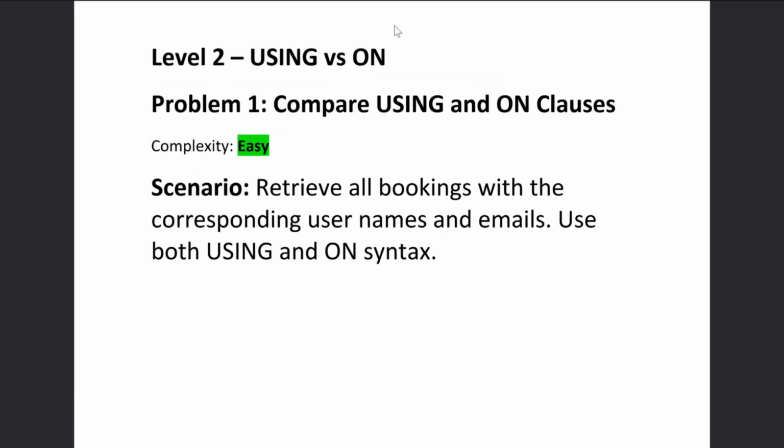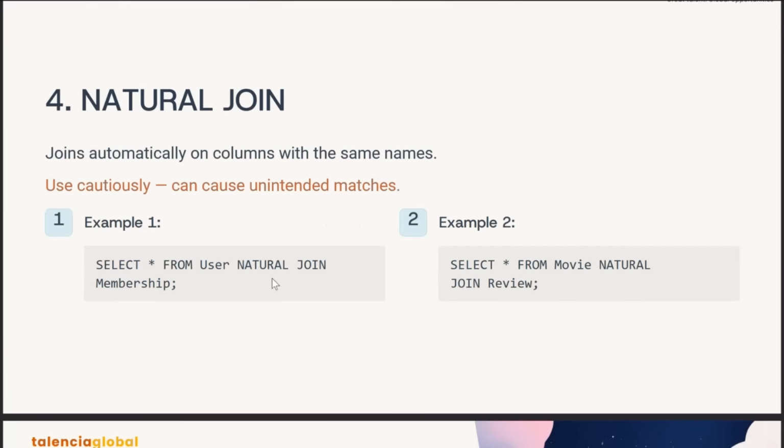Okay. So let's move on to the next one. What do we have? Next, we have the natural join. Okay. So natural join, it will automatically join tables based on the columns that have the same name in the table. You don't have to specify the join condition. So if there is the same name, okay, it will automatically join. You don't even need to specify the condition.